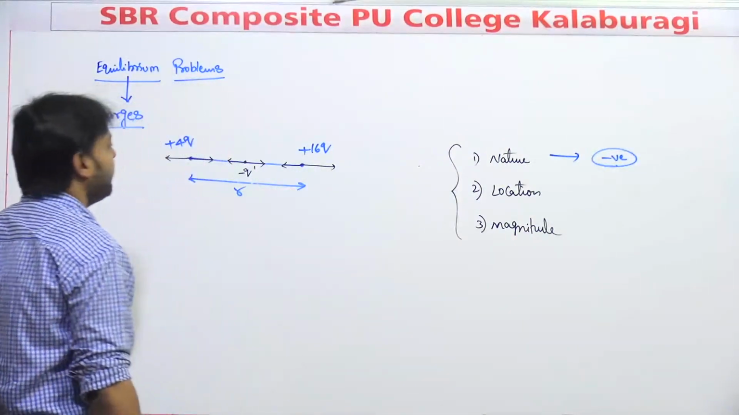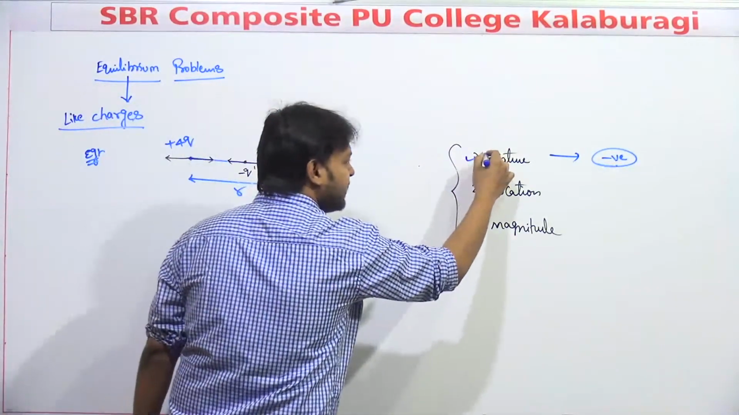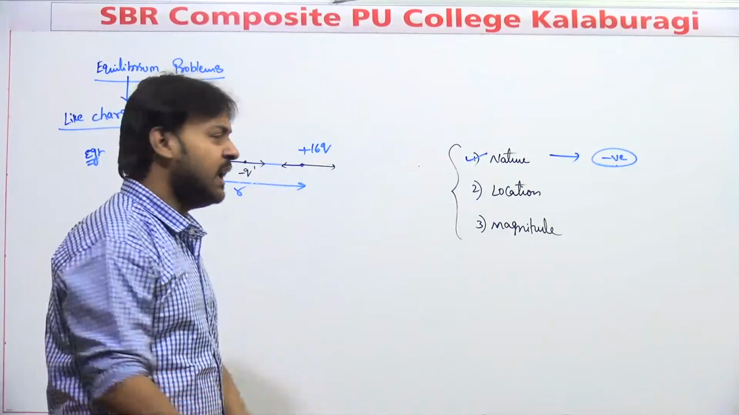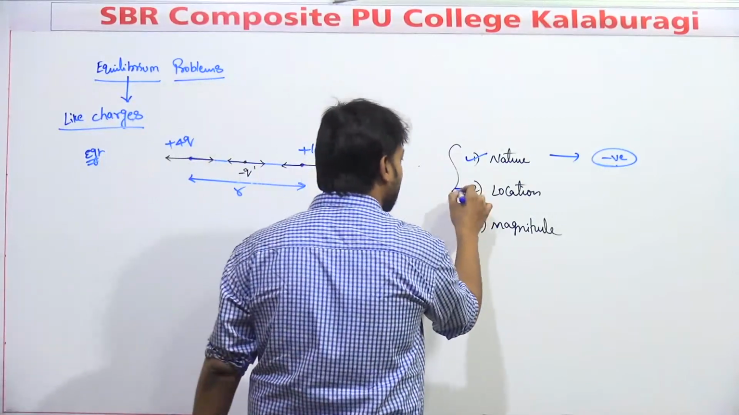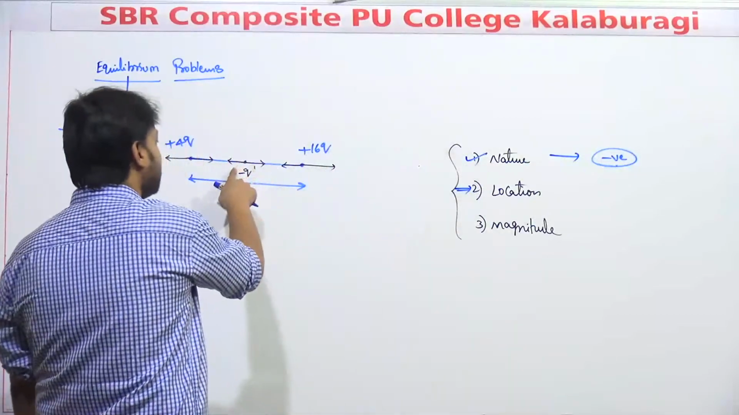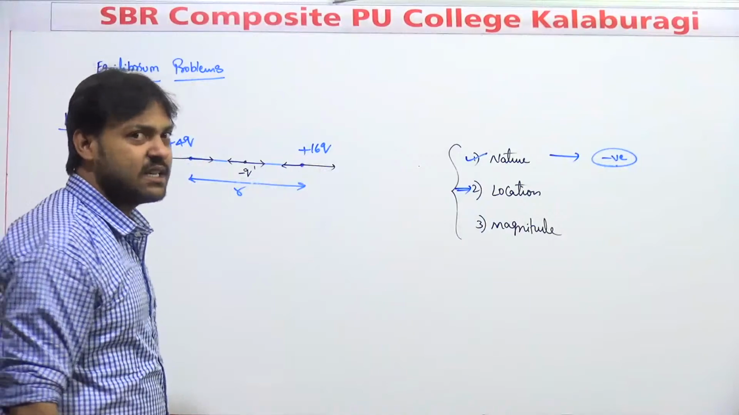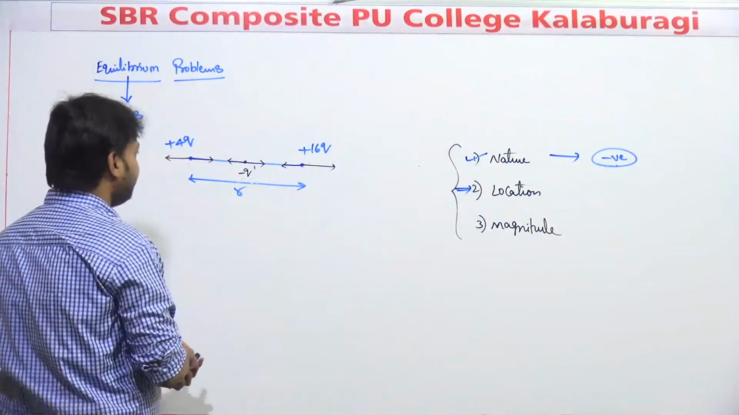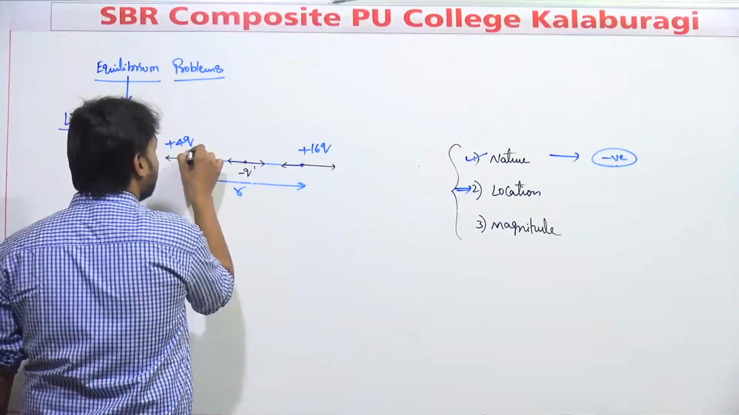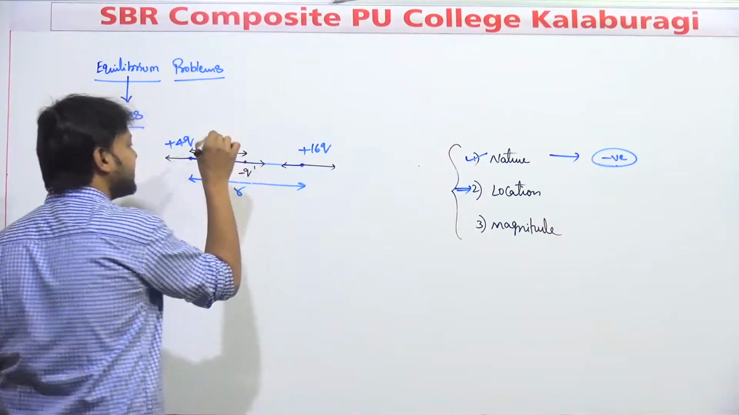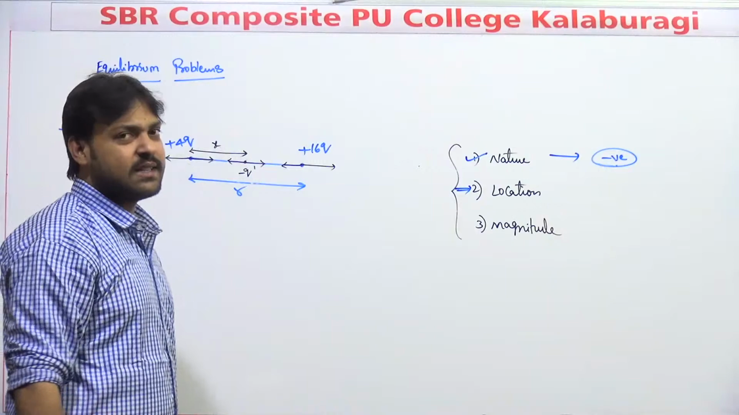Alright, so now first one done. I wasted some time for the first question. Next question you are in a position to do. Now the second one: finding the location where we have to place this third charge. Assume from this charge 4q to q dash, I am assuming the distance as x.